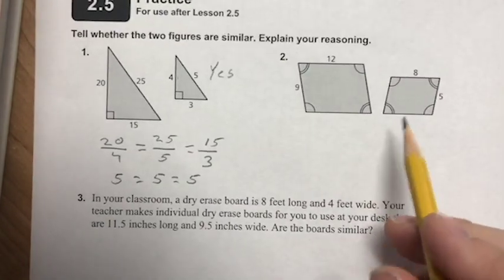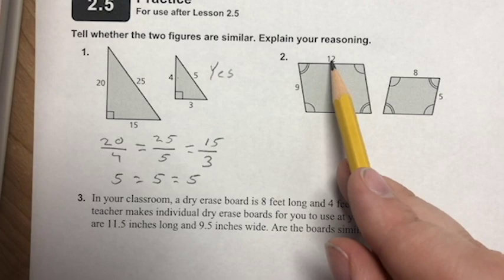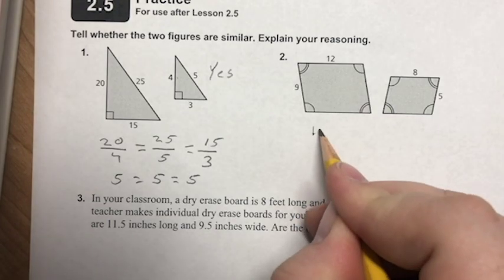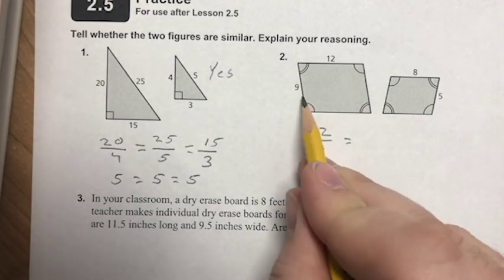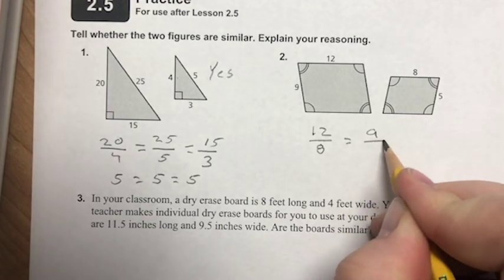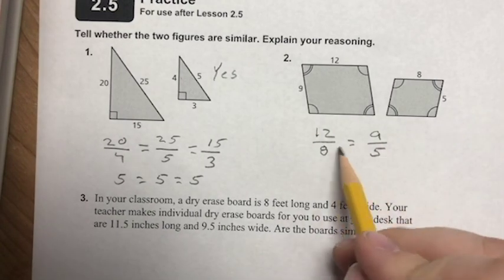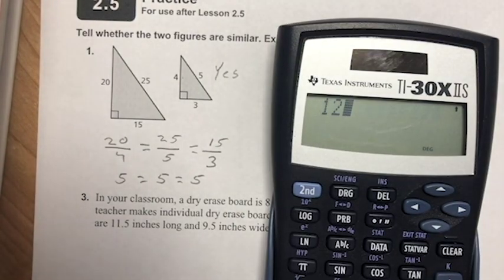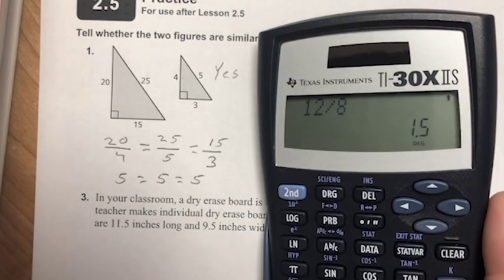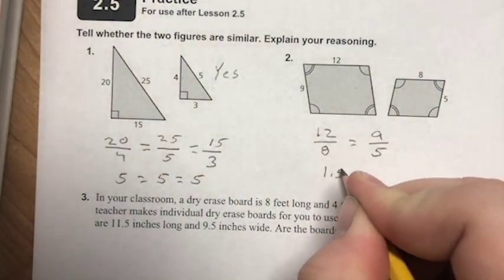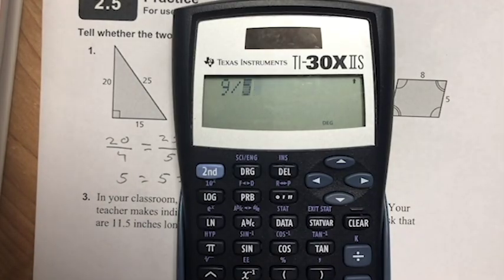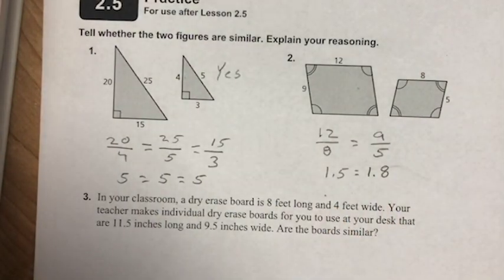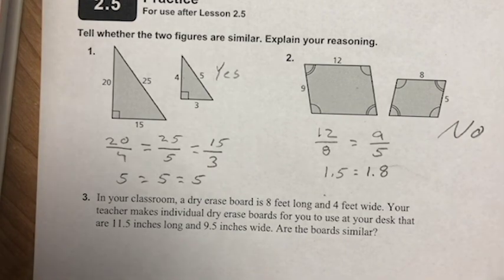So we're going to do the same thing with this one. We know we have a 12, and we're assuming that this 8 is going to go with it. So we could say that 12 over 8 is equal to this 9 compared to that 5, 9 over 5. And we're going to see if they are similar or not. If I plug this into my calculator, 12 divided by 8 gives me 1.5. And then I can do the same thing, 9 divided by 5, and I get 1.8. Because these things are not the same number, the answer to this would be no, they are not similar.